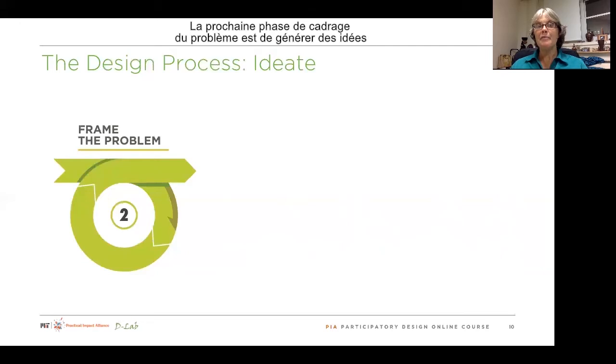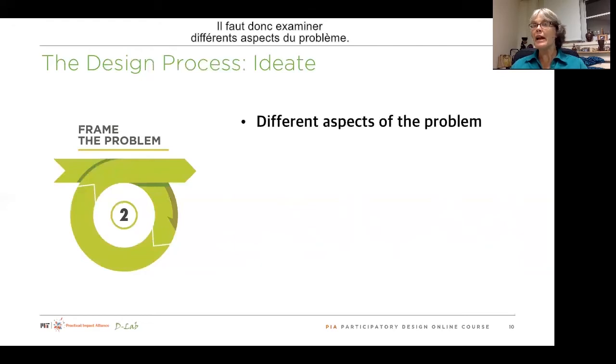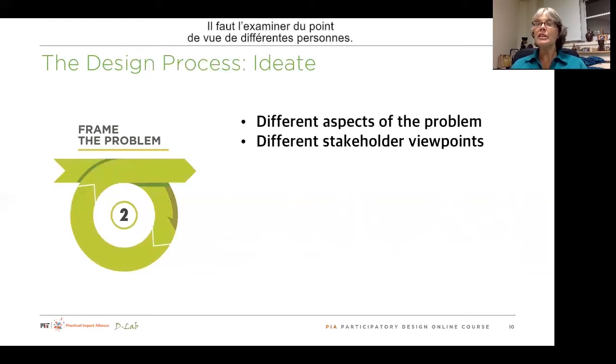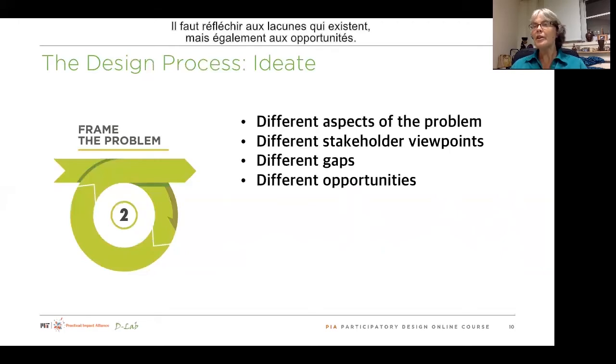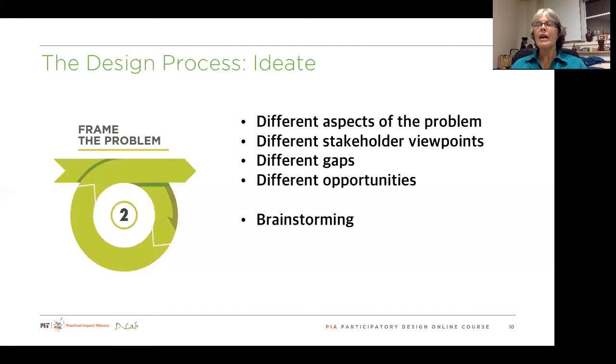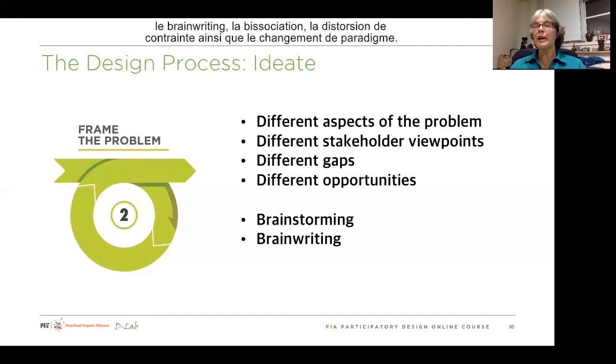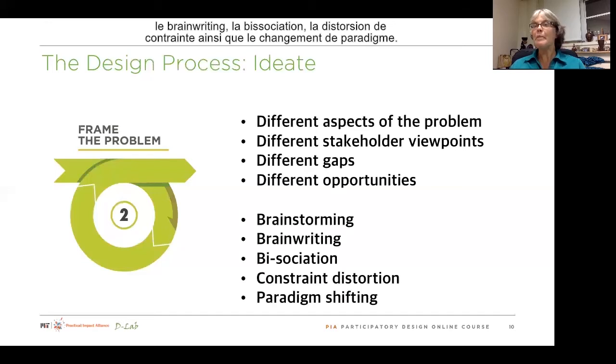The next phase of problem framing is to generate ideas for different ways that you could look at the problem. So you'd want to look at different aspects of the problem. You'd like to look at it from different people's points of view. You'd like to think about the gaps that exist and also the opportunities. There are many different techniques for ideation, which include brainstorming, brainwriting, by association, constraint distortion, and paradigm shifting. We'll explore each of these in later sessions of this course.